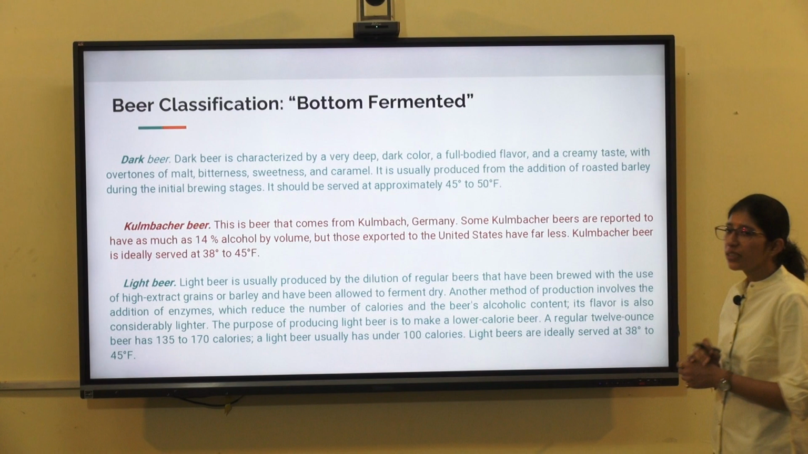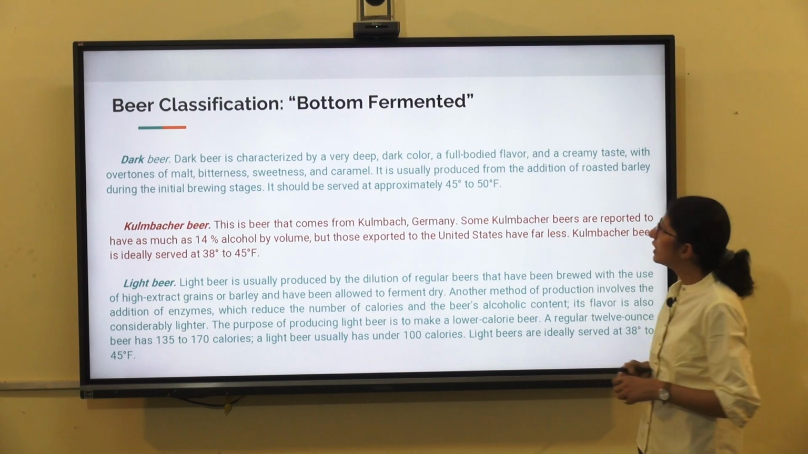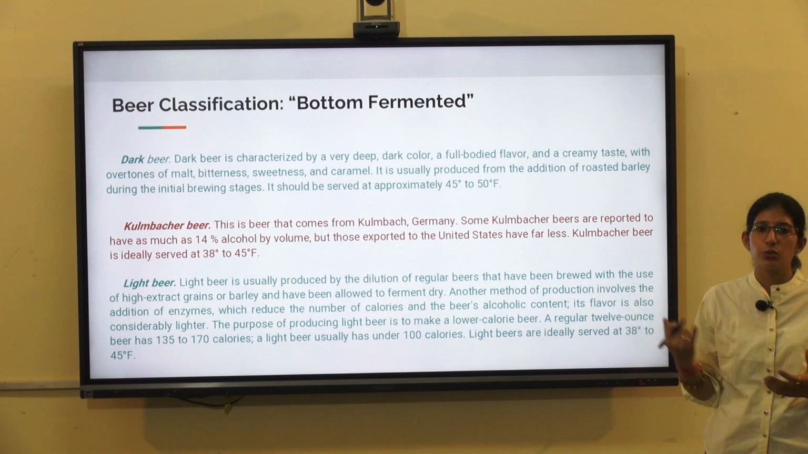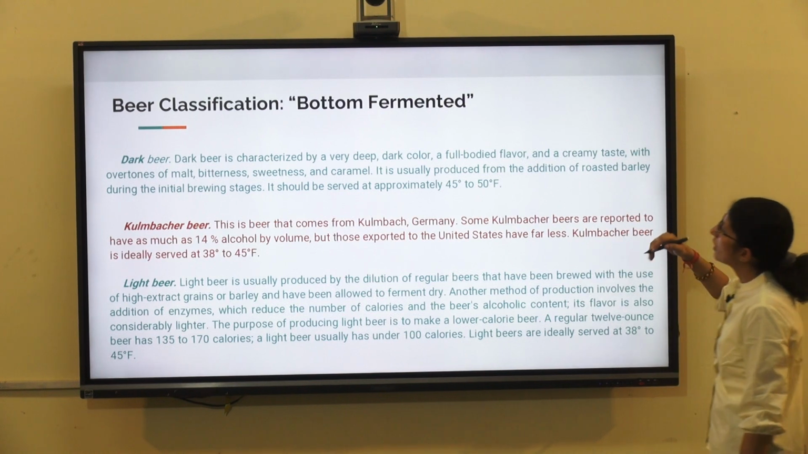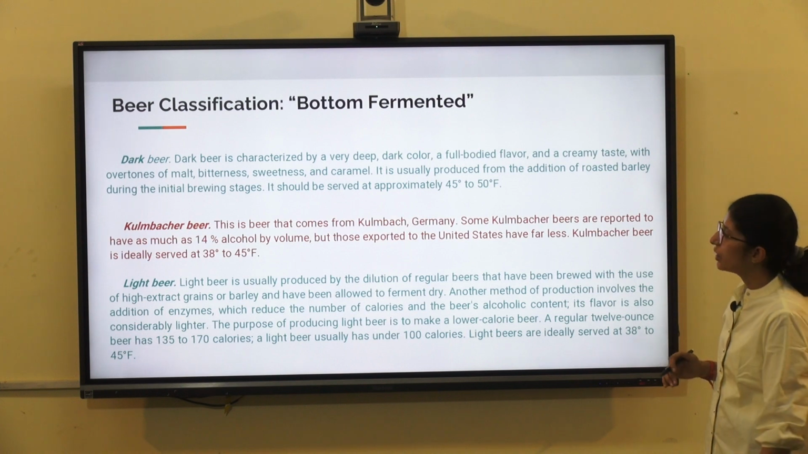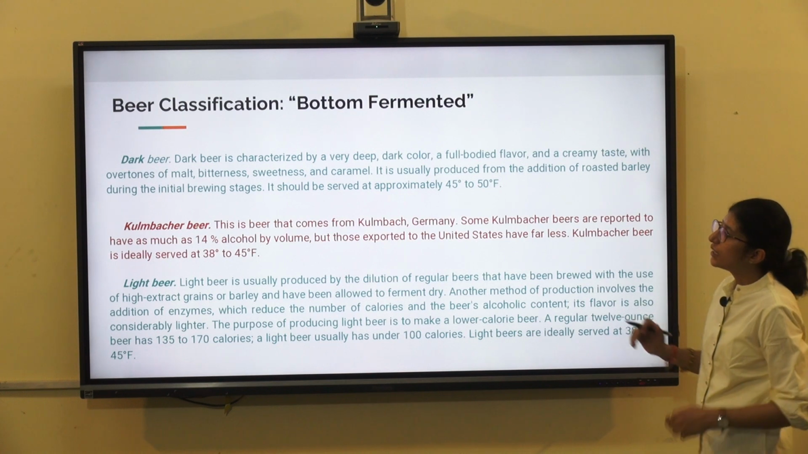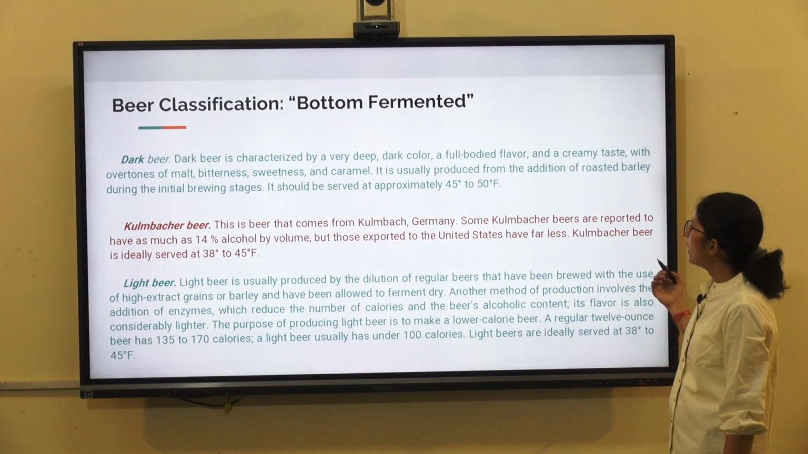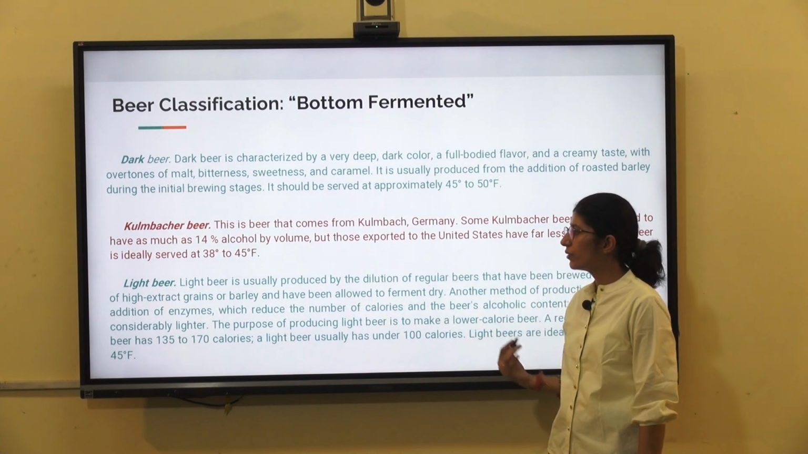Again, dark beer. It is characterized by a very dark color and a deep, full-bodied flavor with a creamier taste, with overtones of malt and bitterness imparted along with sweetness and caramel colors. It is again served at 45 to 50 degrees Fahrenheit. It could be made with the addition of roasted barley, but again in certain controlled environmental conditions. Then there is a beer from Germany reported to have 14% alcohol by volume. That is slightly higher, and it is not usually served in the United States. It is served at 38 to 45 degrees Fahrenheit.